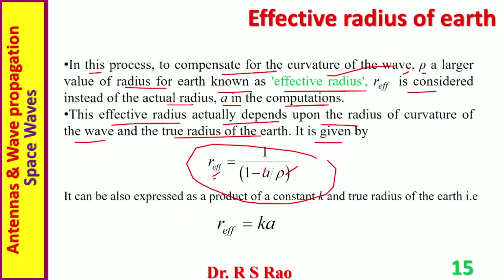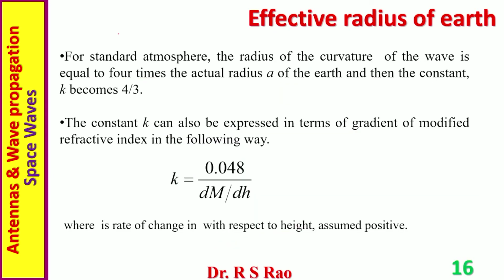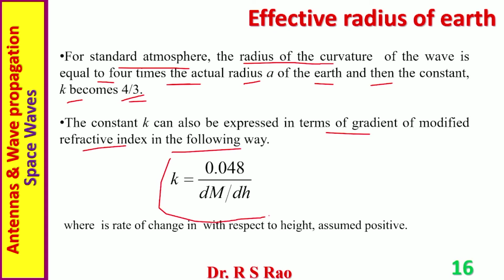It can also be expressed as product of a constant K and true radius of earth. R effective is K into A. For standard atmosphere, the radius of curvature of wave is equal to 4 times the actual radius A of earth, and then the constant K becomes 4 by 3. The constant K can also be expressed in terms of gradient of modified refractive index in the following way. K can be related to modified refractive index.